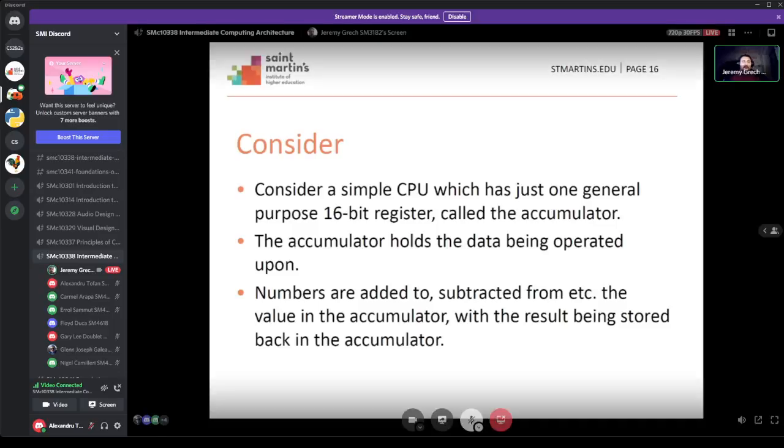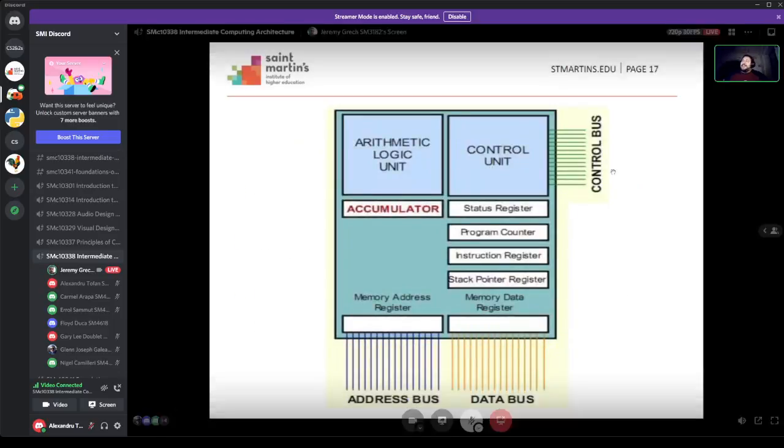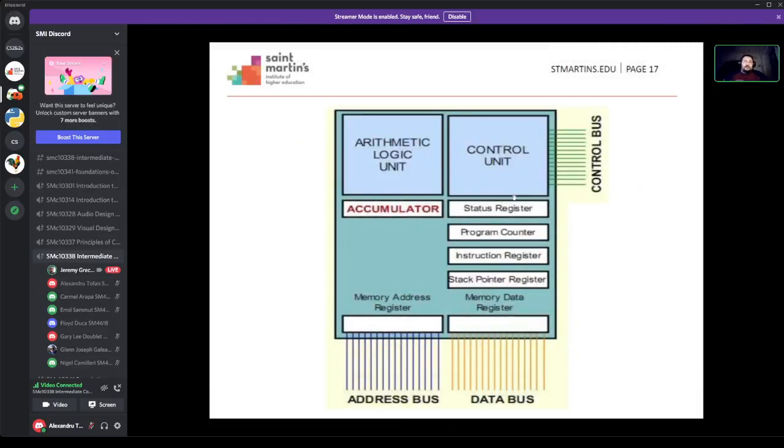Yes. All right, so essentially what we're going to have is a CPU which looks like this. Notice that we don't have a number of different general purpose registers, we just have one, being our accumulator.